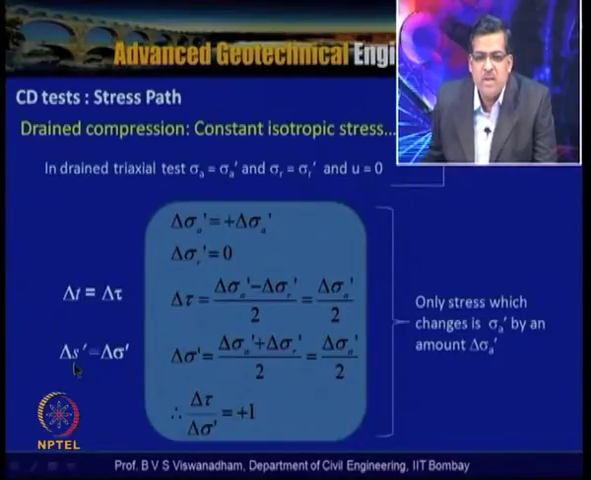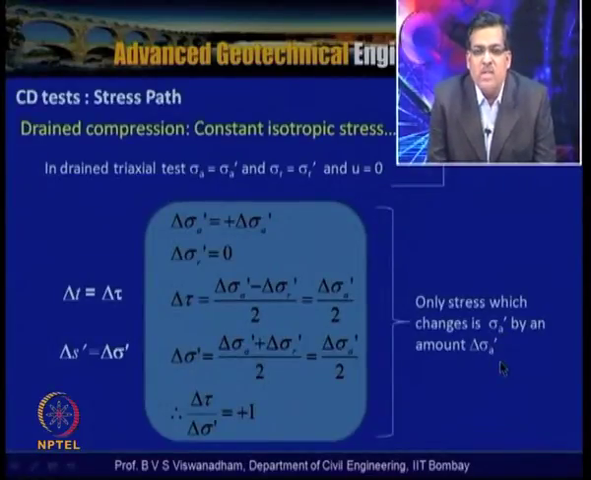And when you have delta s dash equal to delta sigma dash, then delta sigma dash is equal to delta sigma a dash, that is nothing but delta sigma 1 dash plus delta sigma r dash, which is nothing but delta sigma 3 dash divided by 2. So with delta sigma r dash equal to 0, what we have got is delta sigma a dash by 2. So the slope delta tau by delta sigma dash is positive; they get cancelled, so delta tau by delta sigma dash is equal to plus 1.